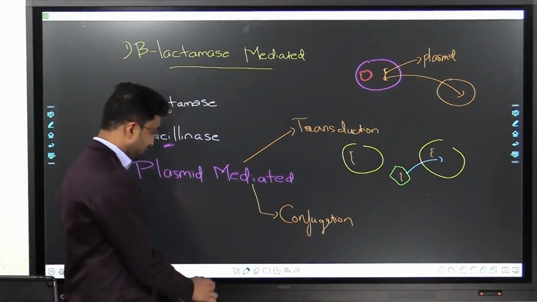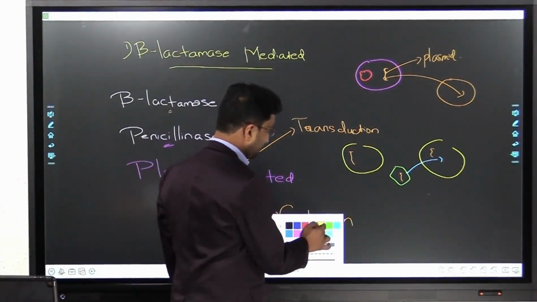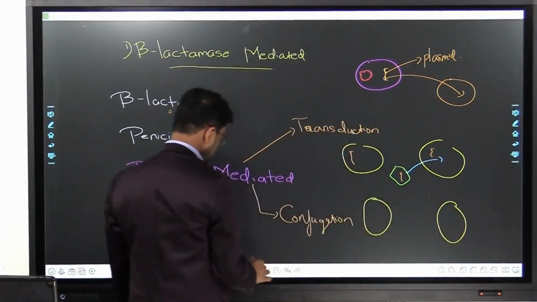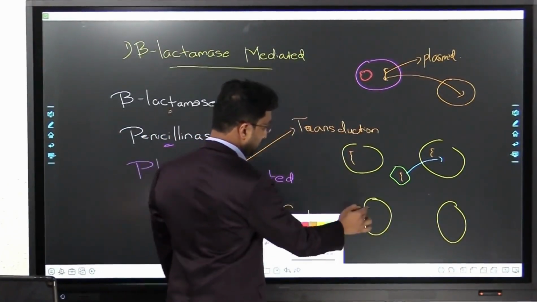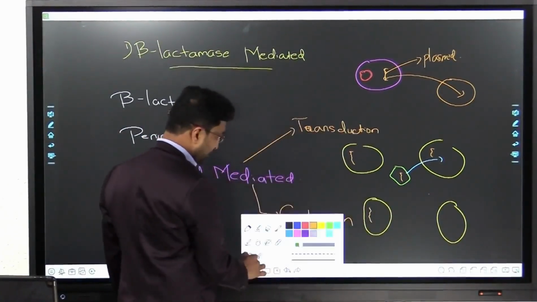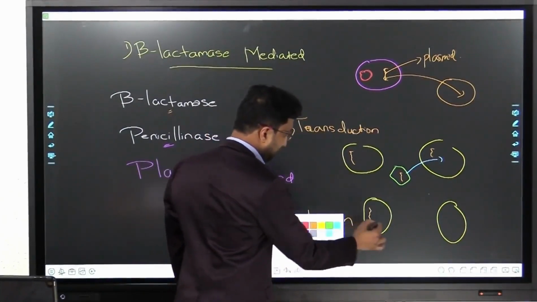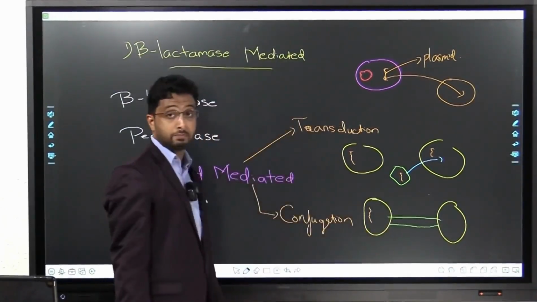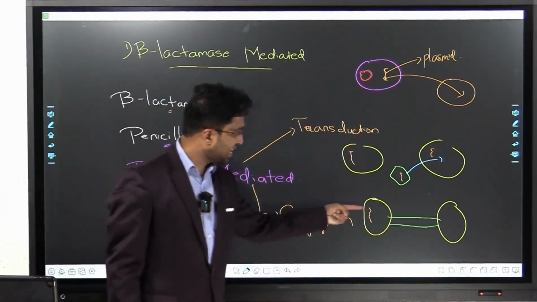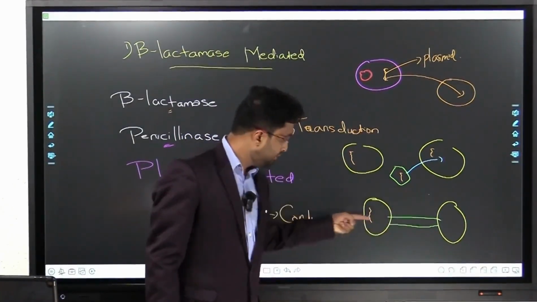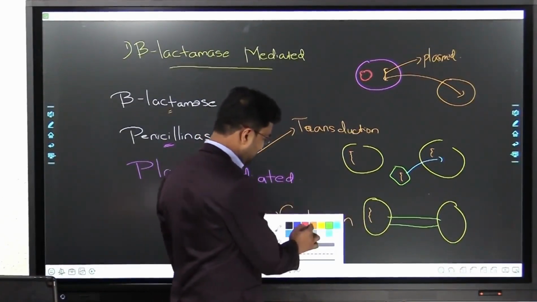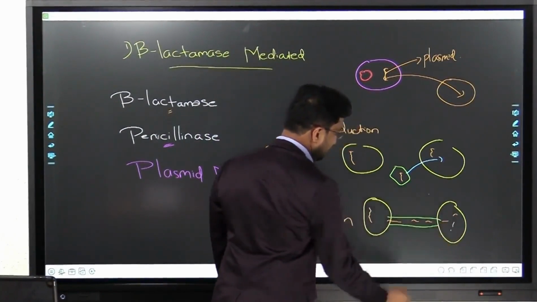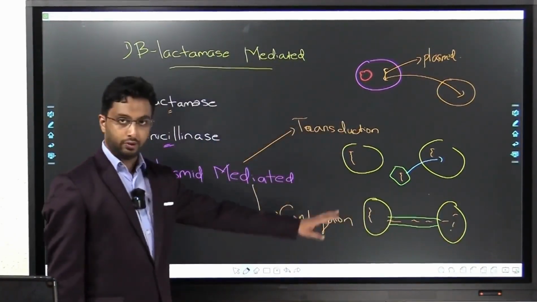Second is conjugation, which is very simple. You have got two bacteria, and again they have got a plasmid. What happens is there is a connection developed between these two bacteria. It can be something known as sex pili, which is an appendage. A connection, a tube, develops, and through this tube, very simply, the plasmid gets inside the other bacterium. So it's not 3, 4, it's 1.